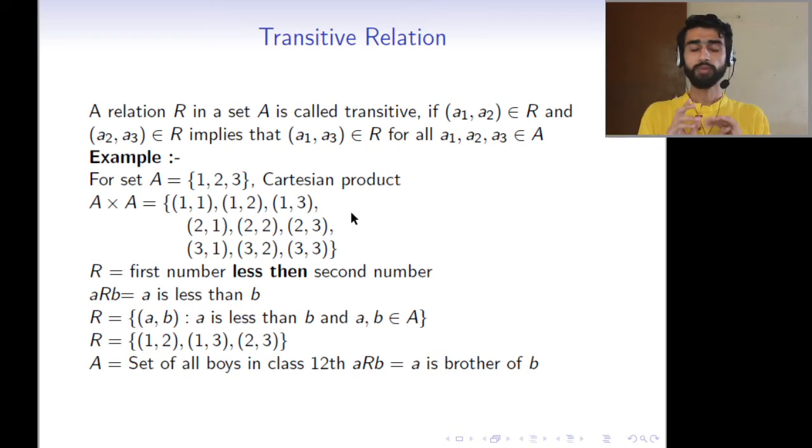Okay. Now let's start from the Cartesian product. 1, 1: 1 is not less than 1, leave it. Then 1, 2: 1 is less than 2, yes, correct. I will put this in my relation. 1, 3: 1 is less than 3, satisfying the condition, put this in our relation. Then 2, 1: no. 2 less than 2, no. 2 less than 3, yes, put this in our relation. Then 3 less than 1, no. 3 less than 2, no. 3 less than 3, no. So we are taking 1, 2, 1, 3 and 2, 3 in this set.